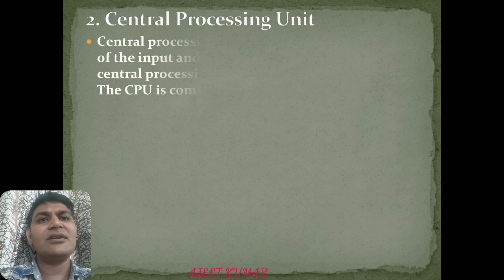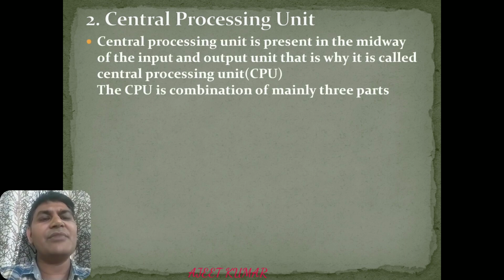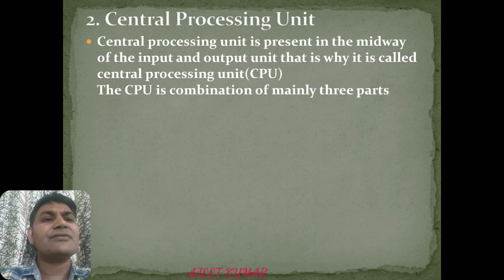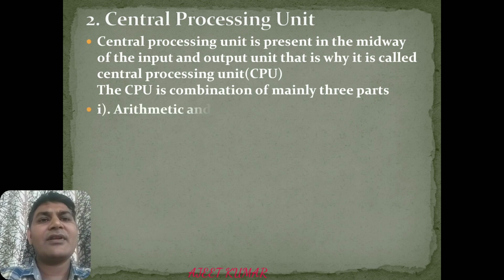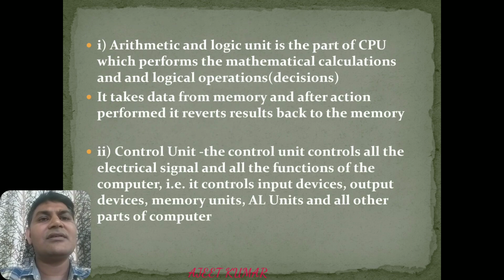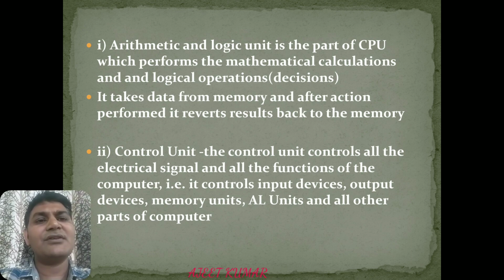CPU, central processing unit, is present in the midway of input and output unit. The CPU is a combination of mainly three parts: arithmetic and logic unit, control unit, and memory unit. First part is arithmetic and logic unit. Arithmetic and logic unit is the part of CPU which performs the mathematical calculations and logical operations or decisions. It takes data from memory and after action performed it reverts result back to the memory.